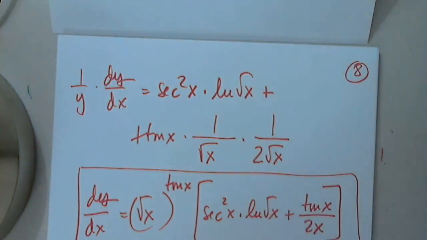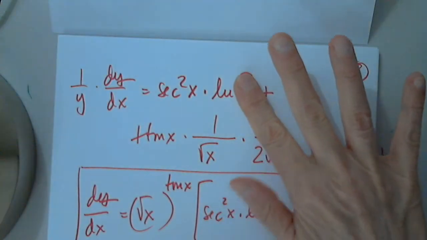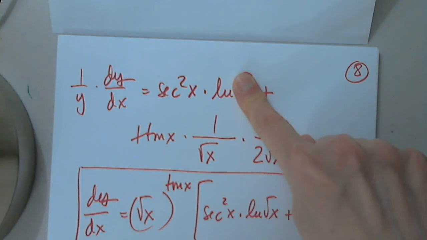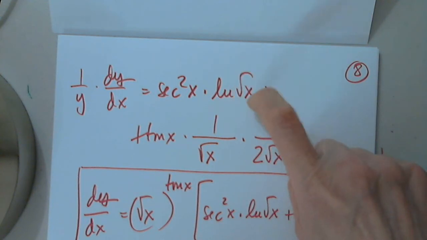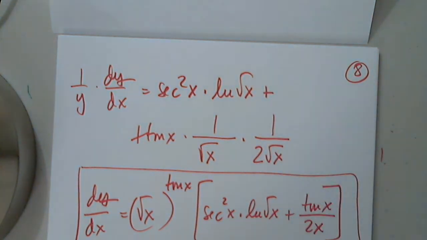I'm using these props because I think they help. You can just put your finger on it and say, okay, natural log of this is 1 over it, but now I have to differentiate this. How do I differentiate this? Well, it's this.